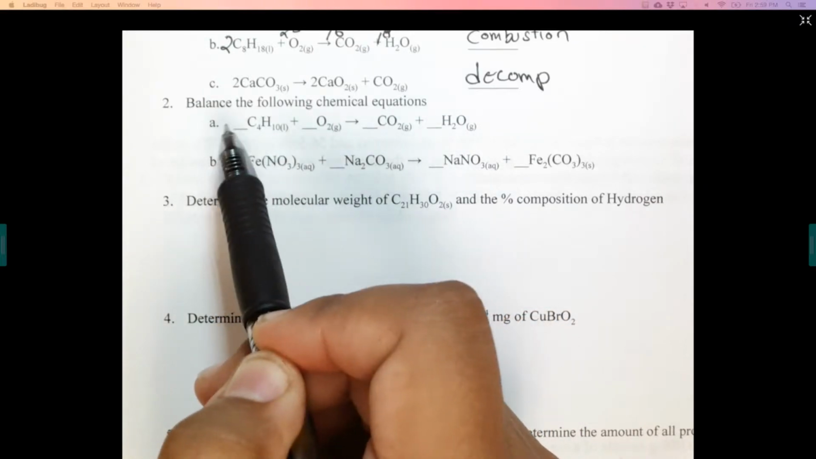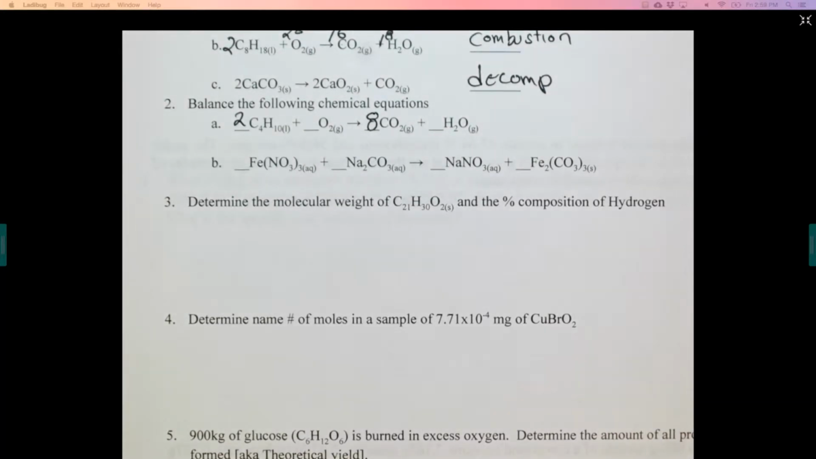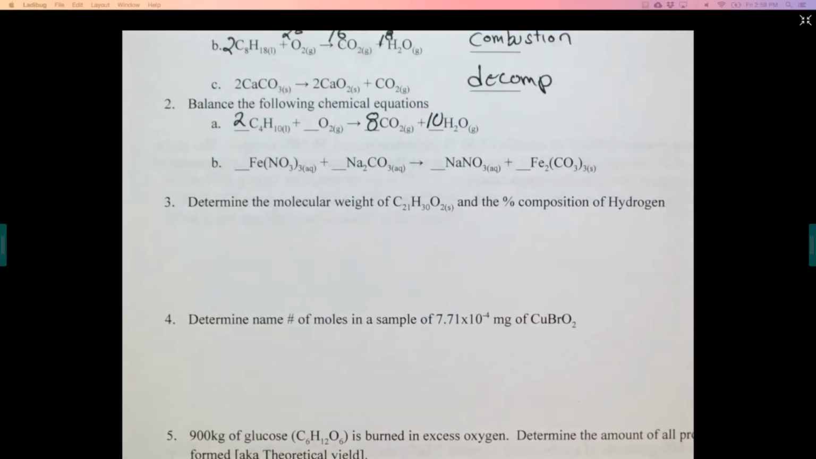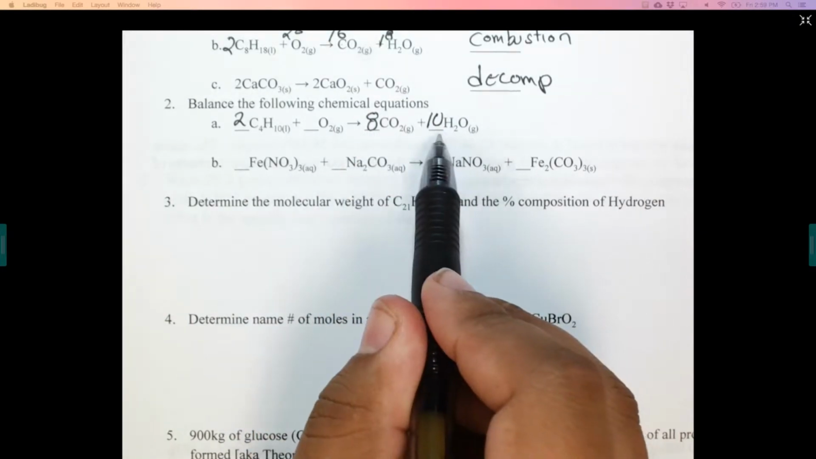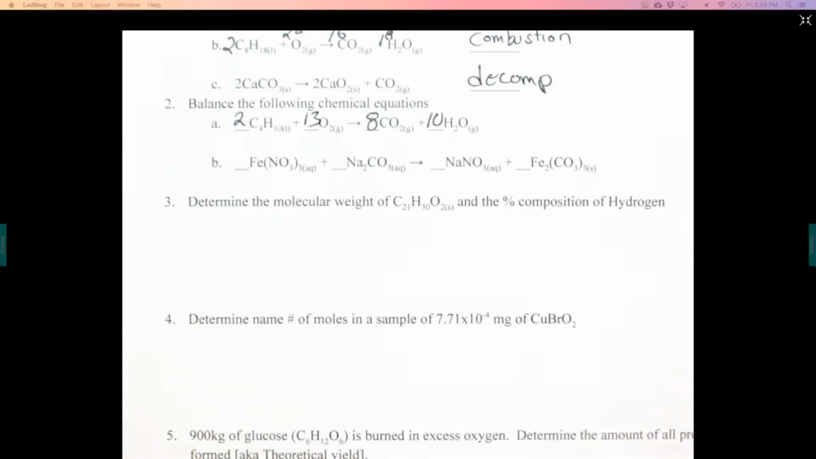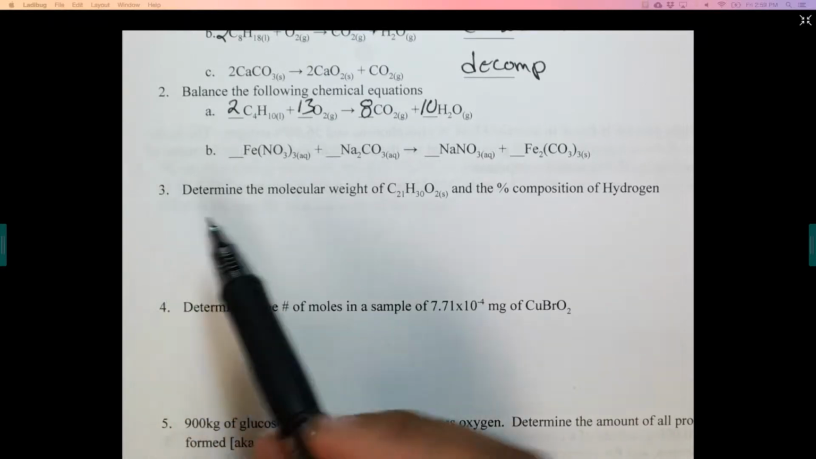So what I always suggest is if we have an odd number here, we always double this. And then we balance the carbons using an 8. From there, we see we have 20 hydrogens, so we need a 10 here. And now we see we have 16 and 10, which is 26, so that we need 13 moles of O2, 13 moles.